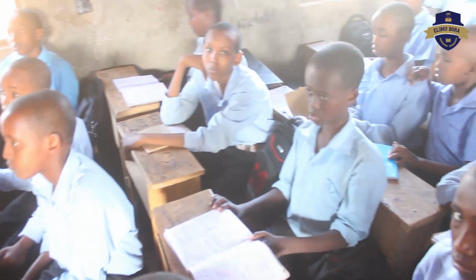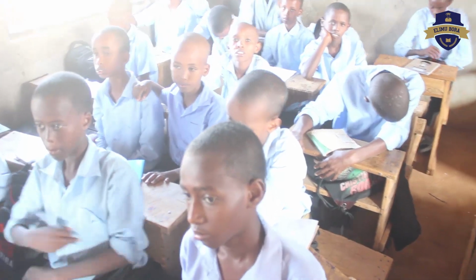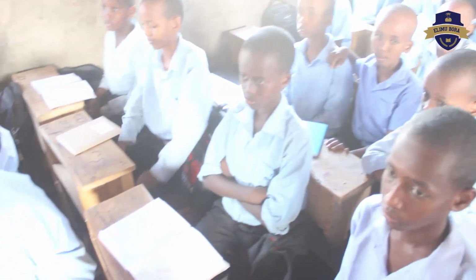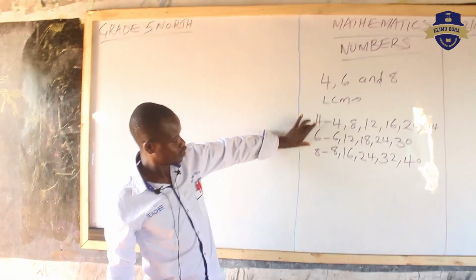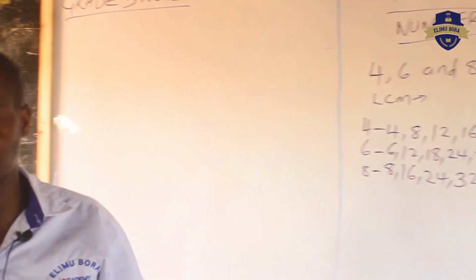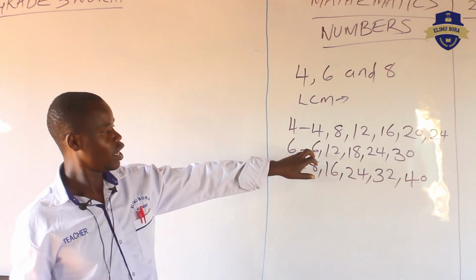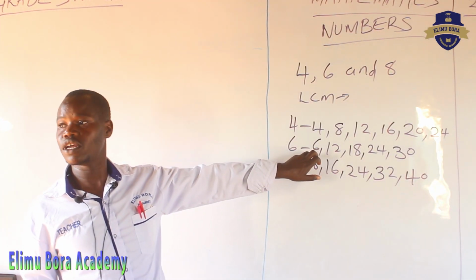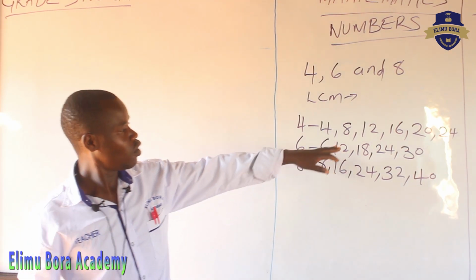After listing down all the multiples of 4, 6, and 8, you look for the number which is common to 4, 6, and 8, and it should be the least. So here we have 4. Do we have 4 as one of the multiples of 6? Do we have 4 as one of the multiples of 8? No. We go to 8.